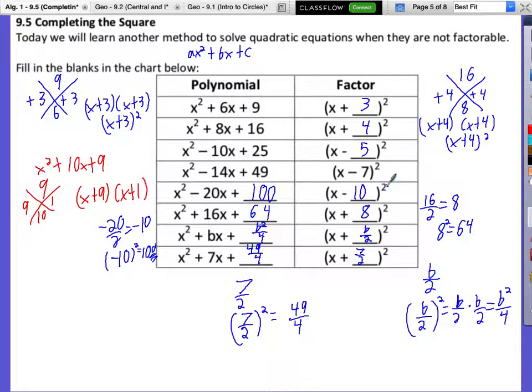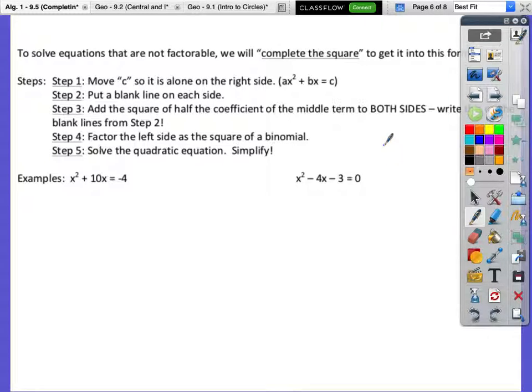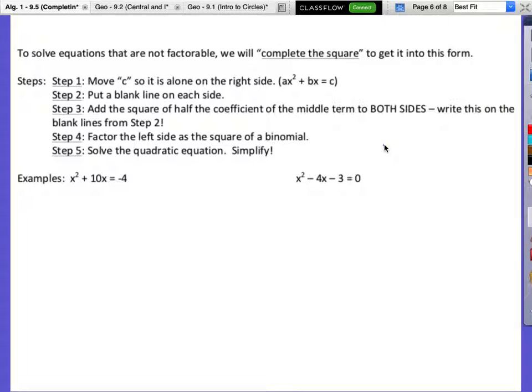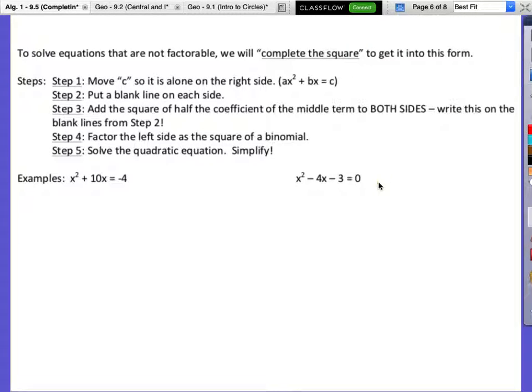Thank you. Okay, so right below this, to solve equations that are not factorable, we can complete the square to make them factorable, to get them into that form where they are factored already. And so that's what we're going to practice, okay? So we have these 5 steps we're going to follow, and I'm going to talk through them real quick, and then we're going to actually start walking through those. Okay, kind of a typical process for us, I believe.